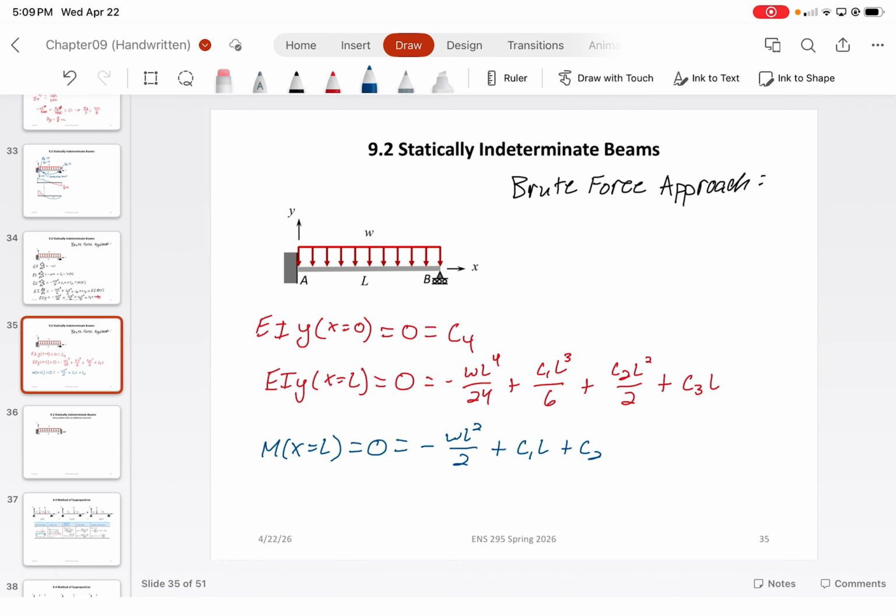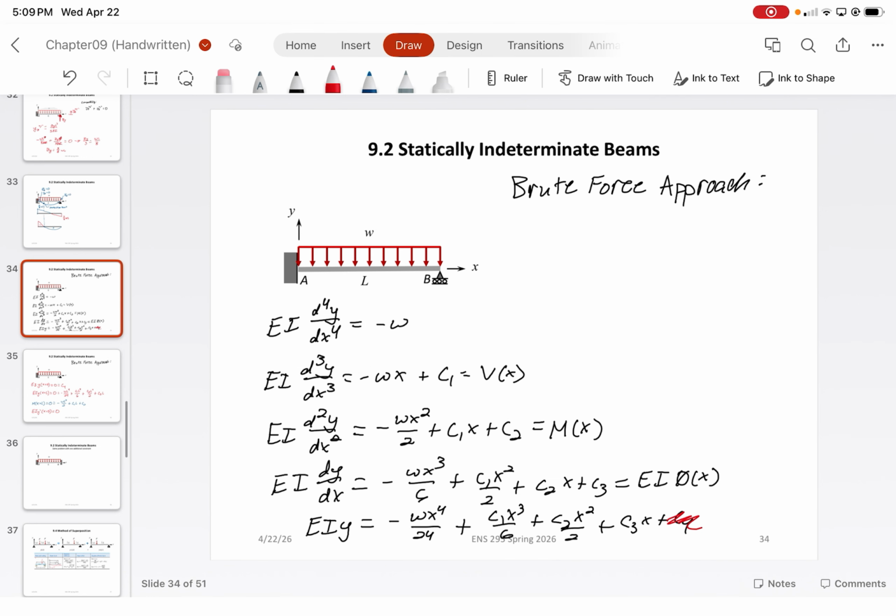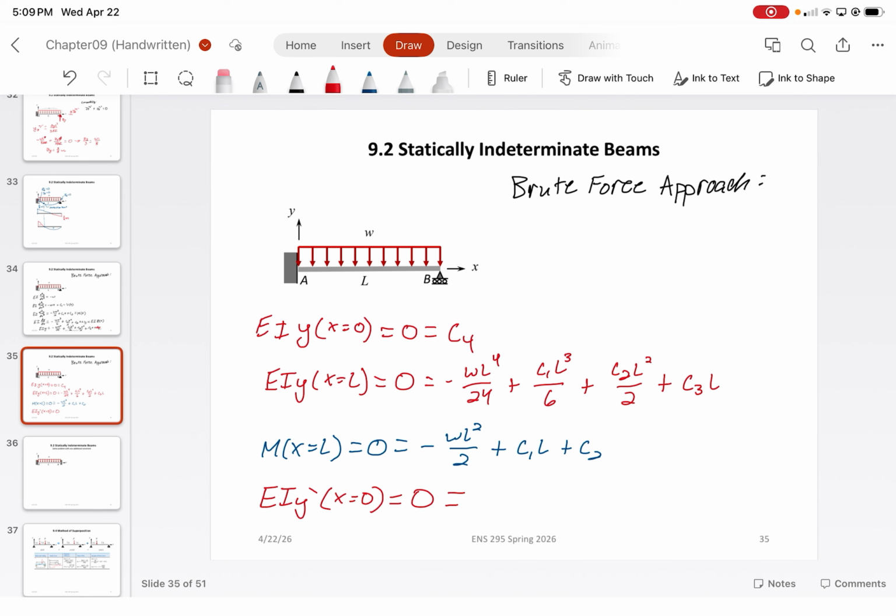Yeah, right, Alejandro. There's no rotation at A. That's the last boundary condition. So EI y prime at x equals 0 has to equal 0. And when we look at that, we get that C3 is just equal to 0. So that's C3. So cross this entire thing out.